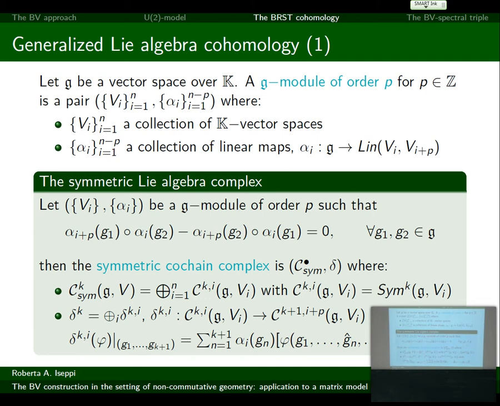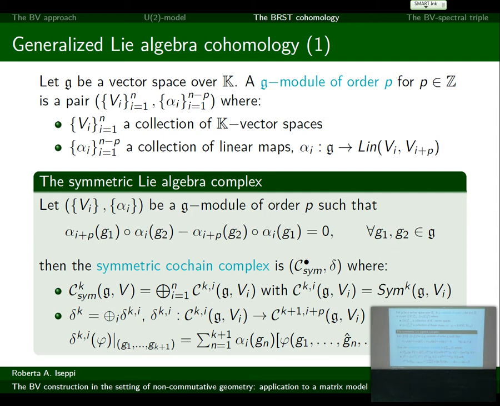For the coboundary operator, this is composed only of the first term, in the sense that here the generalized module structure is entering, but we don't have anything involving the Lie algebra structure, because of course here we are dealing with symmetric maps. So there would not be any possibility to make the Lie algebra structure enter in this case. So we have here only the module structure.